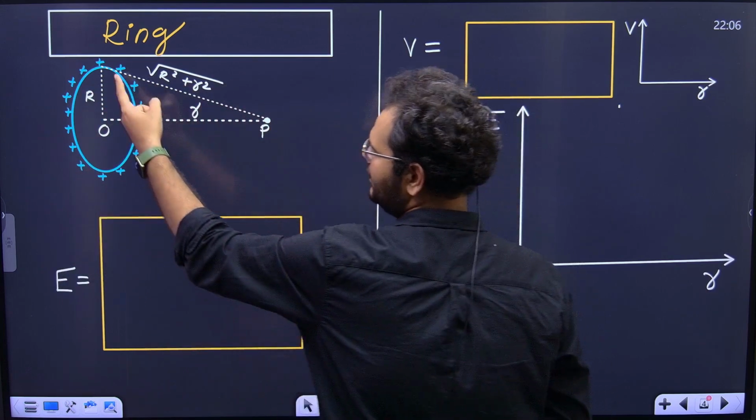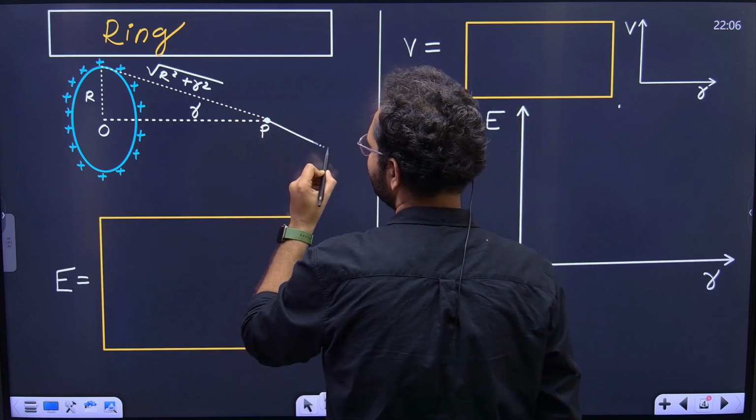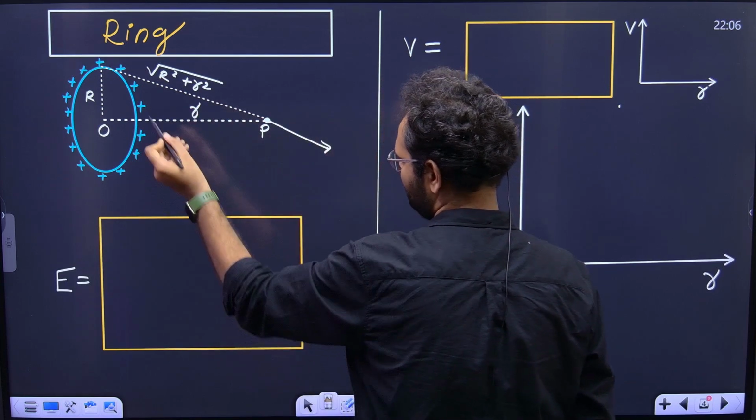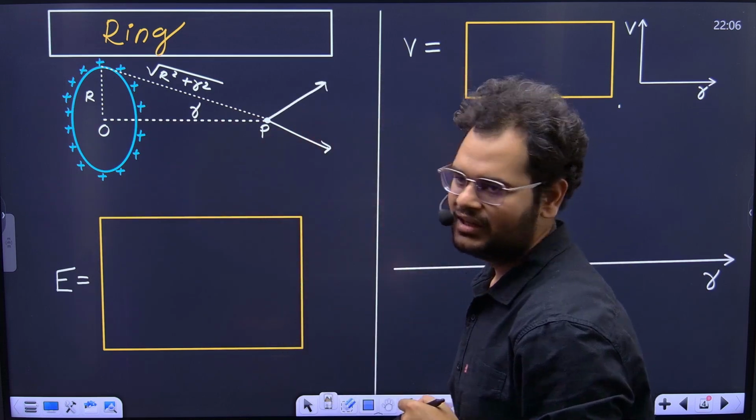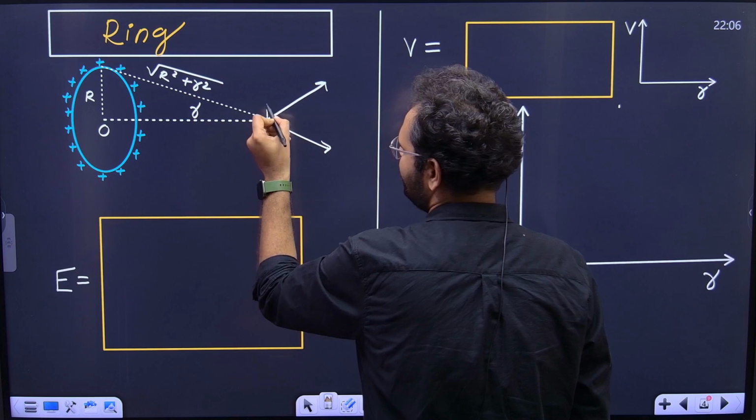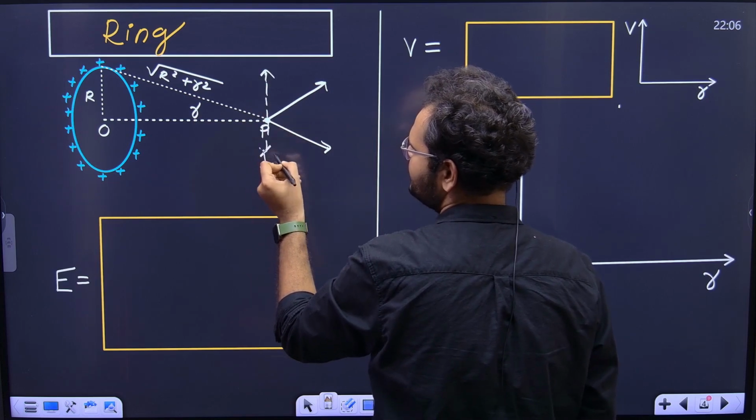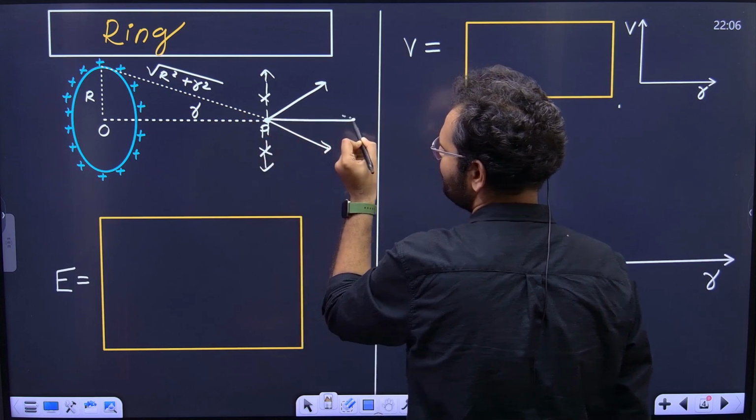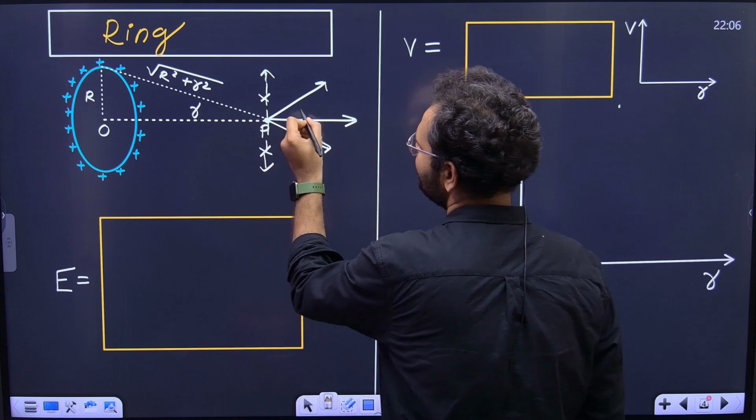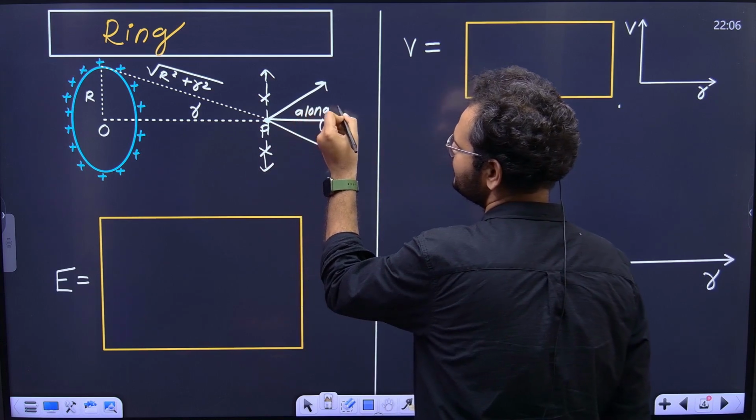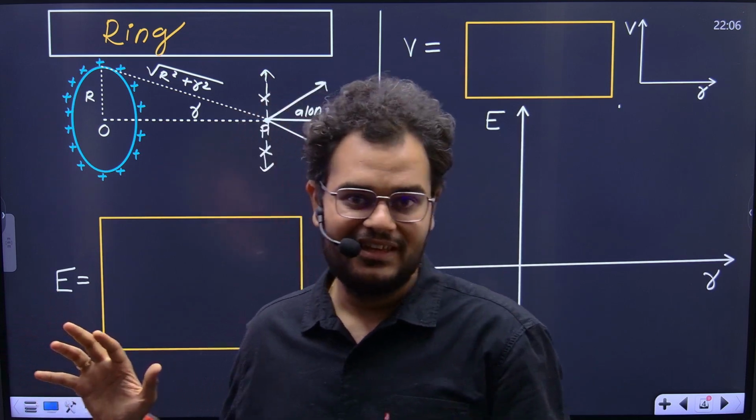So if you take any two diametrically opposite points, how will the electric field look? Here is the electric field outward due to this positive charge, and here is again outward. You can see that the vertical components of these fields, which are symmetrical, will be cancelled. What remains is the horizontal component. So always remember that the electric field is along the axis of the ring. This can be asked directly as an MCQ in the examination.